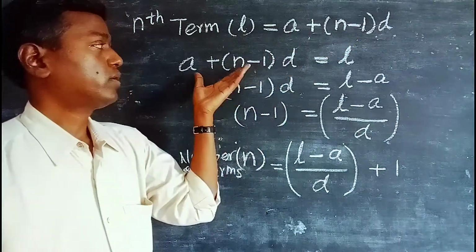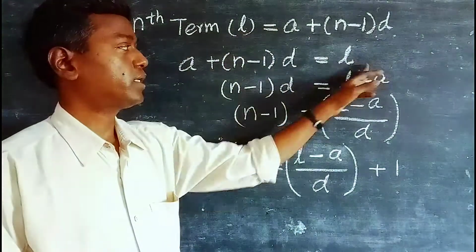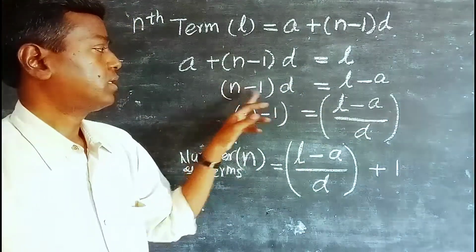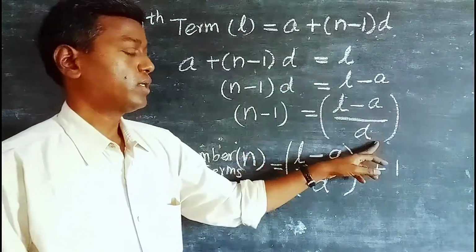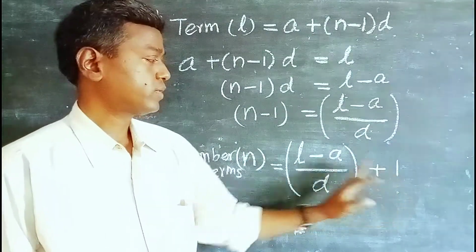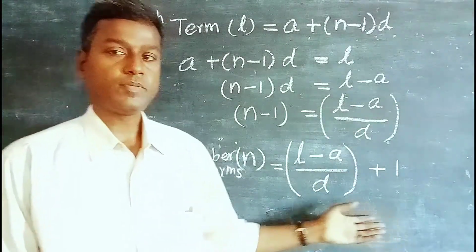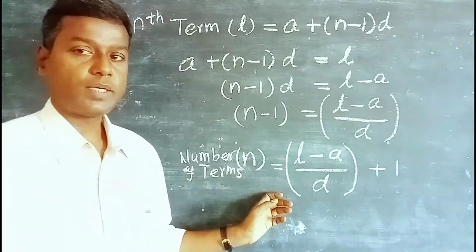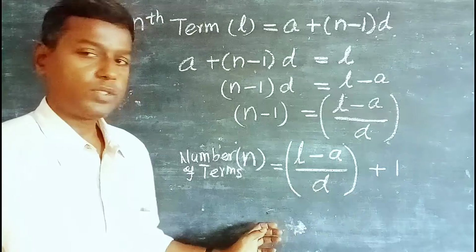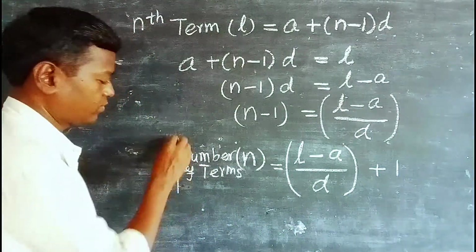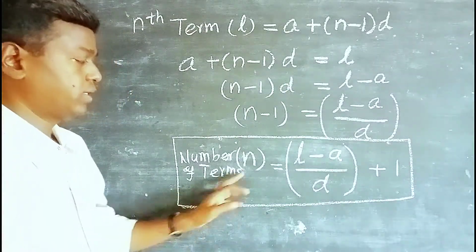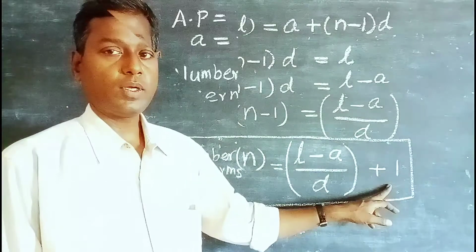So the right side value comes to the left side, the L value goes to the right side. Here the A value goes to the right side, becomes minus A. Then D is in multiplication, that goes to the right side, becomes division. The minus 1 goes to the right side, becomes plus 1. So (L minus A) by D plus 1 is the final formula for the number of terms. If you want to find the number of terms in an arithmetic progression, you can use the formula n equals (L minus A) by D plus 1.